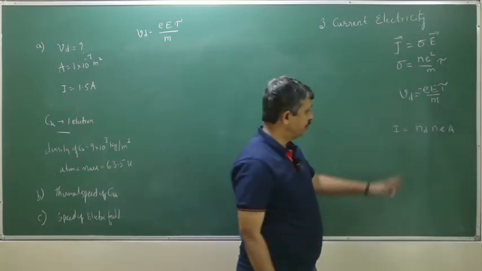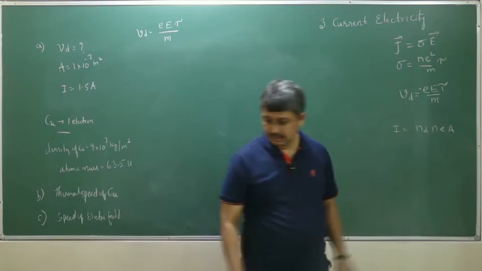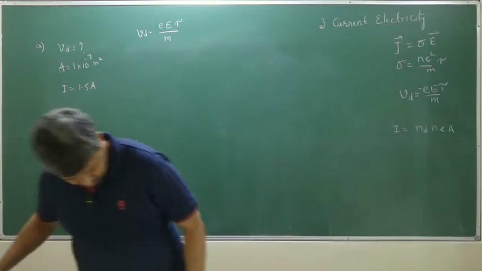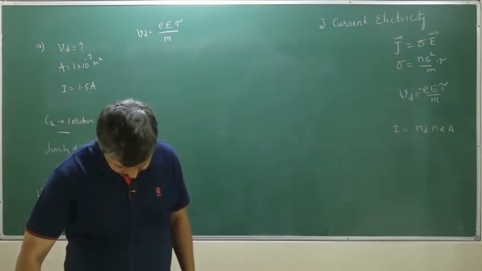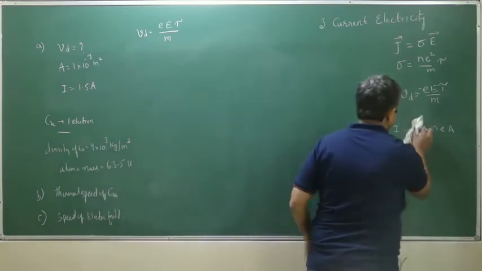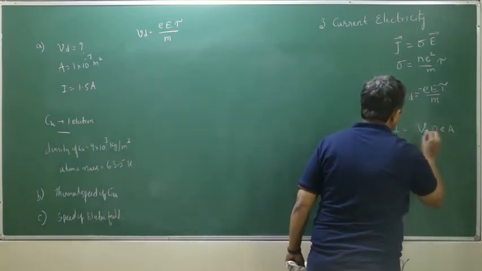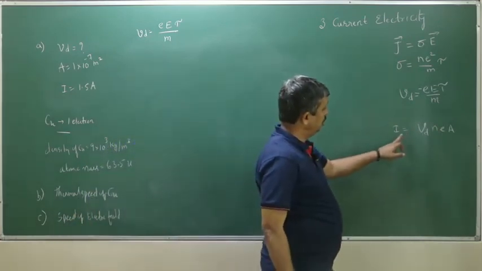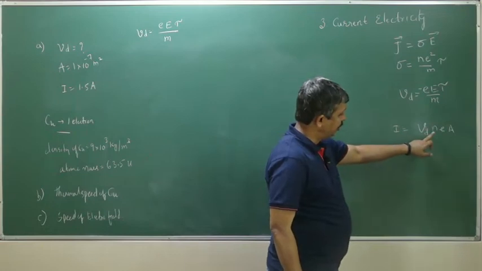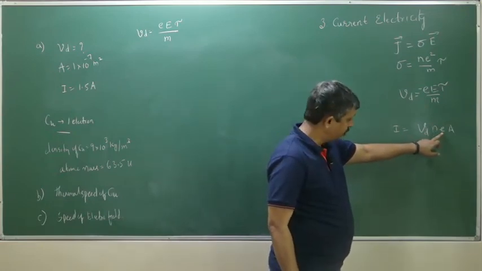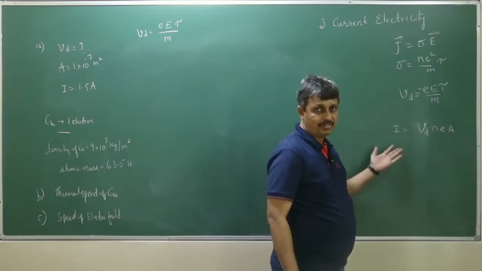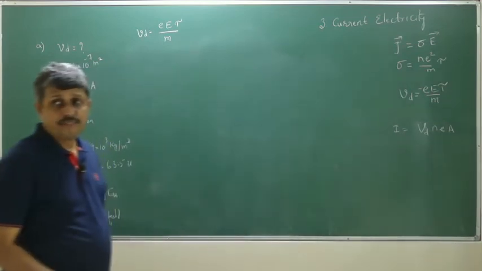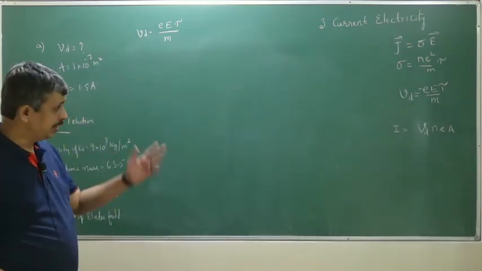So current actually is nothing but drift velocity into number of electrons per unit volume into the charge into A. That is our current. Now, if we don't have A, then we get current density.